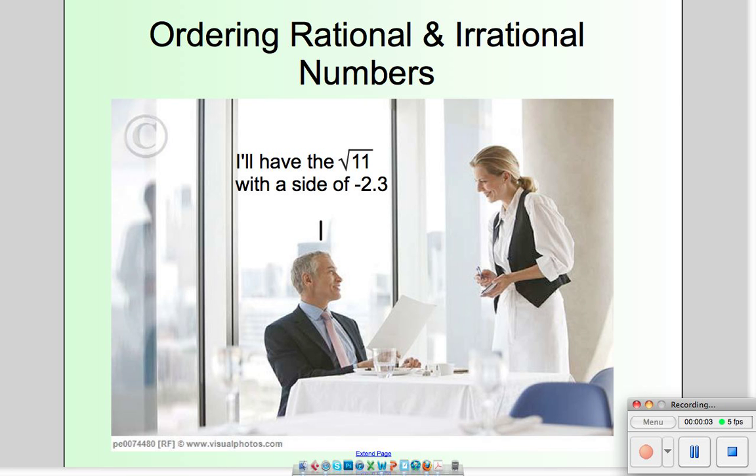Welcome! Today we are going to learn how to order rational and irrational numbers. If you see this picture here, it's a gentleman ordering an irrational number with the side of a rational number.